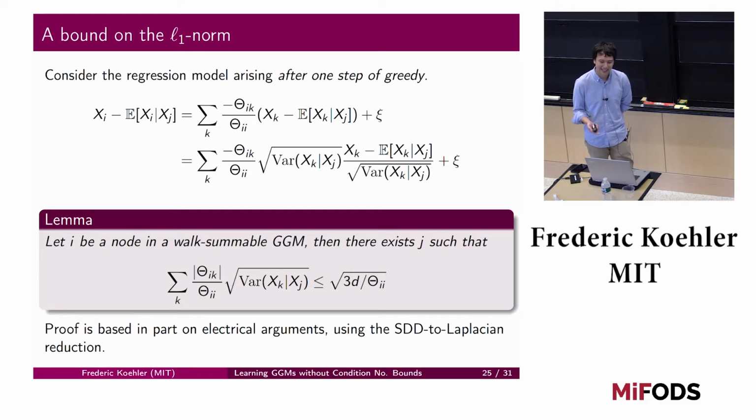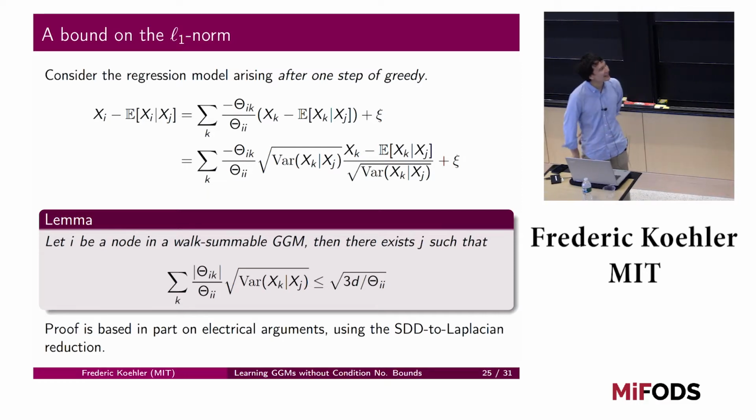This might actually be related to this pinning idea. There might be a lot of nasty things that are super correlated, but if I take 1 step of greedy, it sort of cleans things up. So regardless, I write down what the regression model is after doing 1 step of greedy.